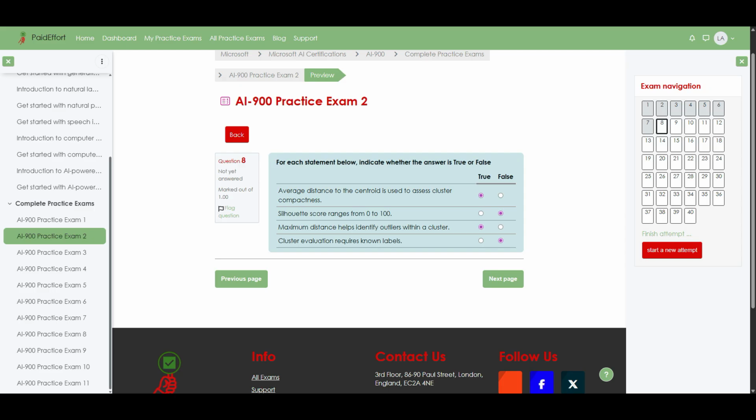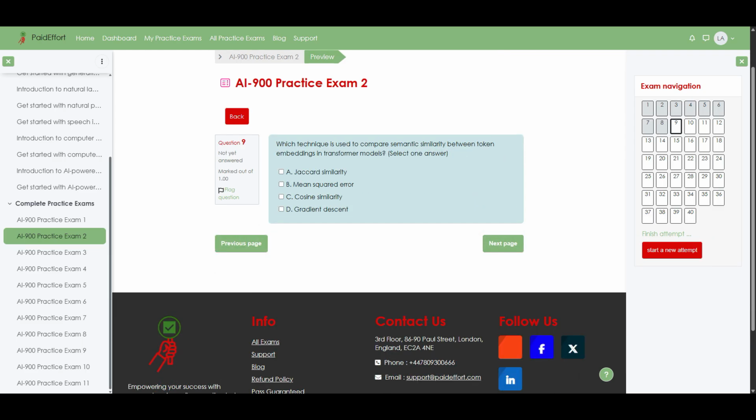The third statement is true. Maximum distance within a cluster can highlight outliers, those data points that are much farther from the centroid than the rest. This helps identify if any values are straying too far from the typical behavior of the group. Finally, the fourth statement is false. Clustering is an unsupervised learning technique, which means it doesn't rely on known labels. Instead, it tries to uncover hidden structure or groupings in the data without any prior labeling. So overall, cluster evaluation focuses on internal metrics and doesn't depend on labeled outcomes, unlike supervised learning methods.